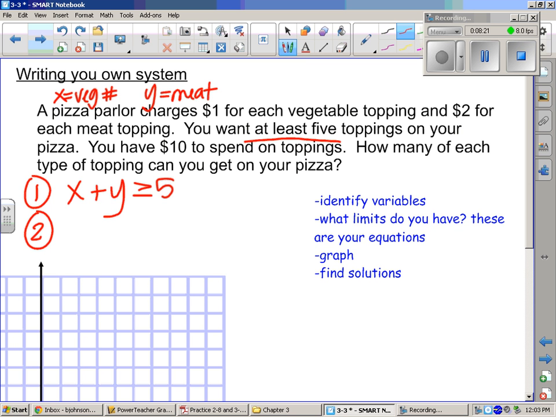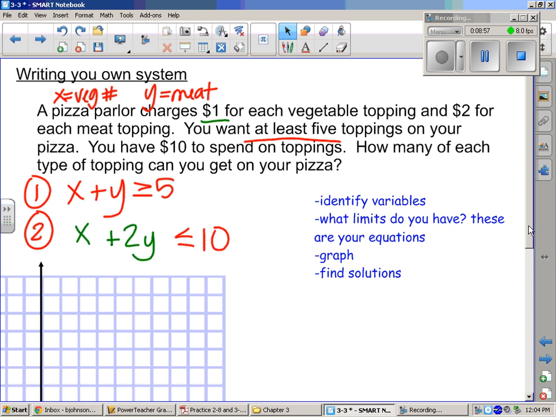The second equation is going to have to be about money. I have $10 to spend, so that's going to be my total at the end. And if I have $10, can I spend 11? Only if you want to wash dishes. Okay, so could I spend exactly 10? Yeah. And how about less than 10, like maybe 9 or 8 or 7? Sure, then you could leave a good tip. Right, so less than or equal to 10 is what we're looking for. We spend $1 for each veggie, so that's going to be 1x, and then $2 per meat topping, so that's going to be 2y. We need to graph our equations now.